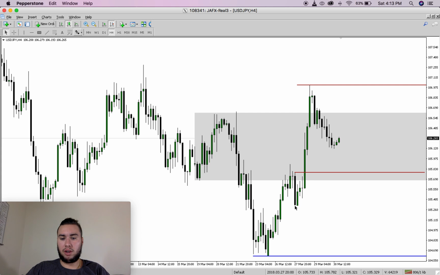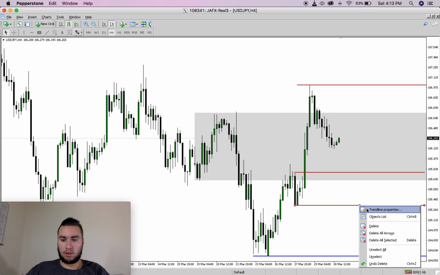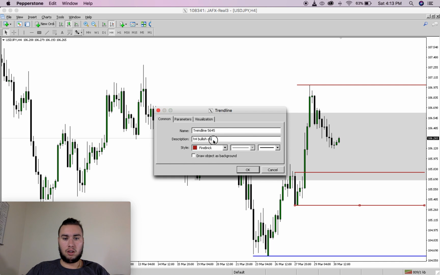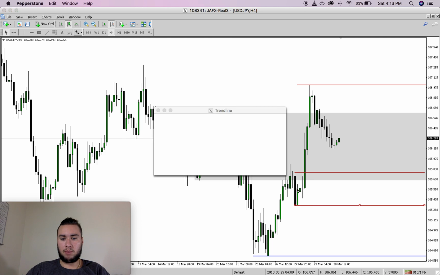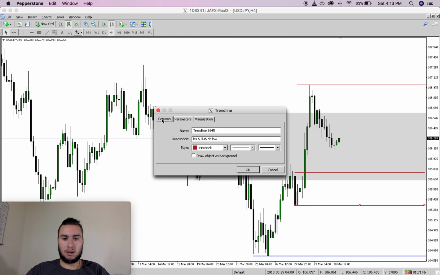If we break below here, then more than likely we're going to want to go back and test this whole level of support. And if we break that, then continue lower prices. So I'll map that out so you can see what I mean. H4 bullish order block low, and we're going to make both of these lines blue.